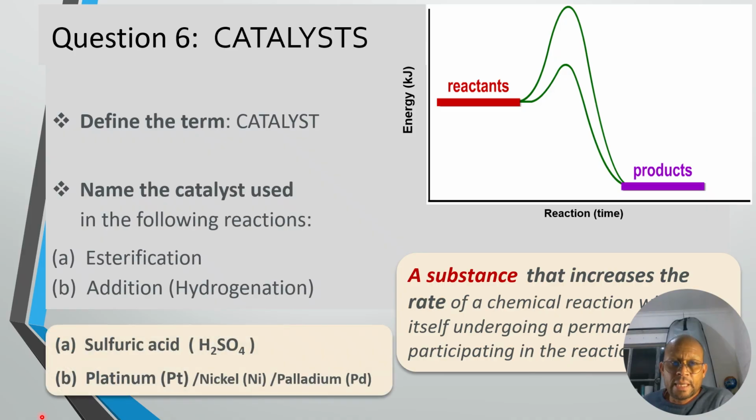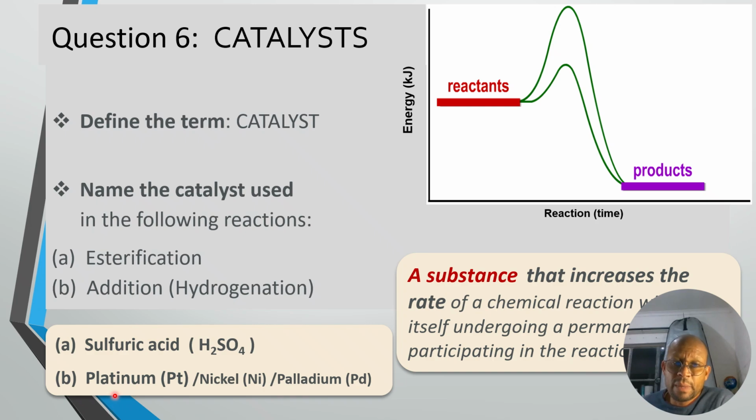Okay. Now, in esterification, remember this one. I'm sure you can remember. It's sulfuric acid. Now, here they said give the name. So more correctly will be the name. Take note, if they ask you, give the formula, you're going to give H2SO4, but you actually are going to give the name. And then for the addition reaction, it is platinum.